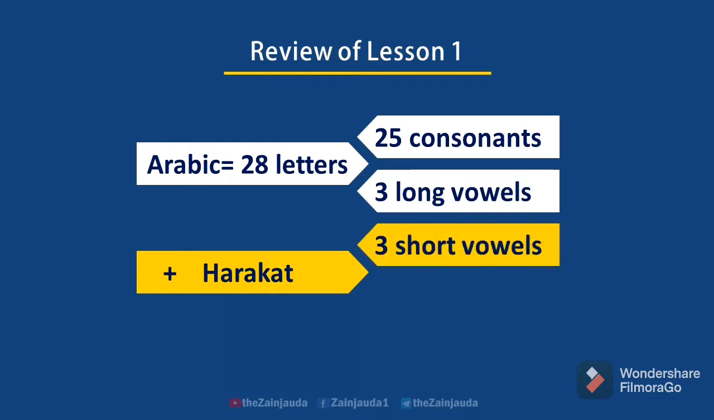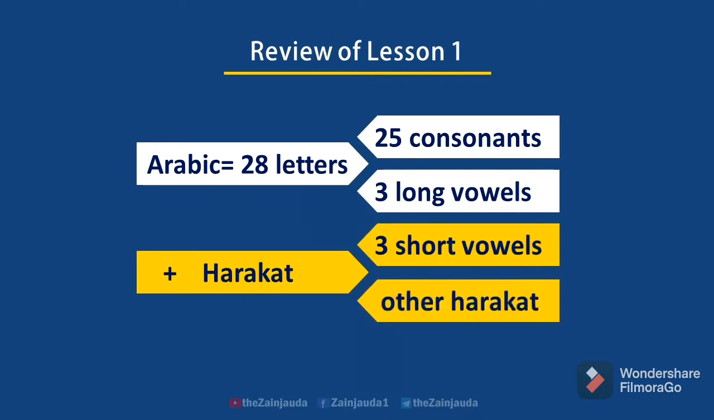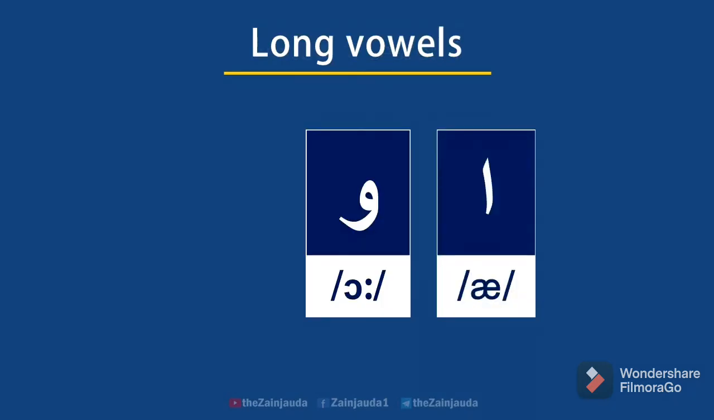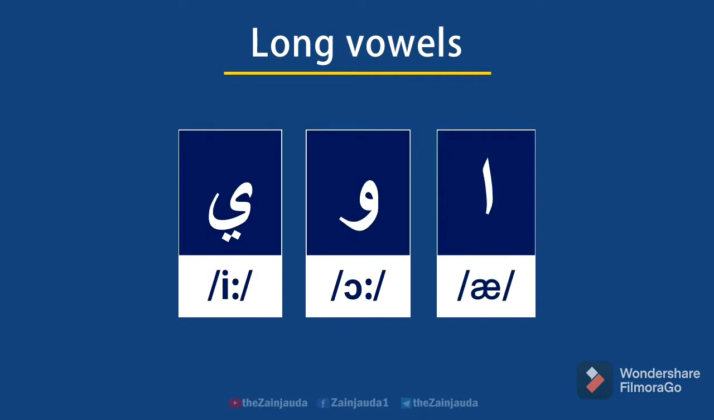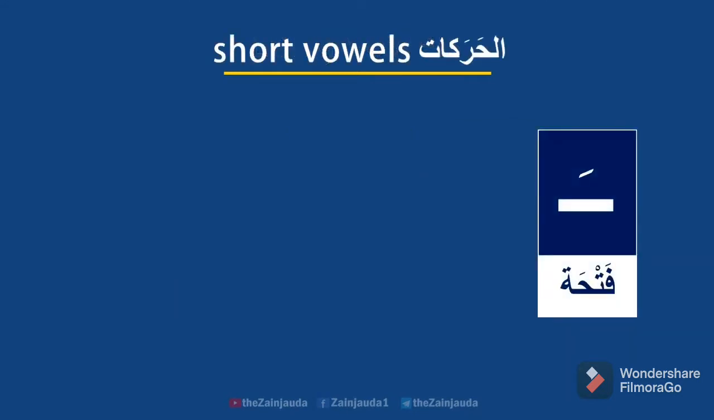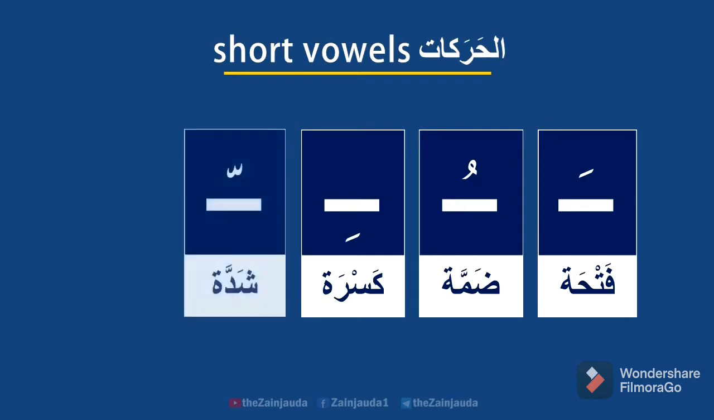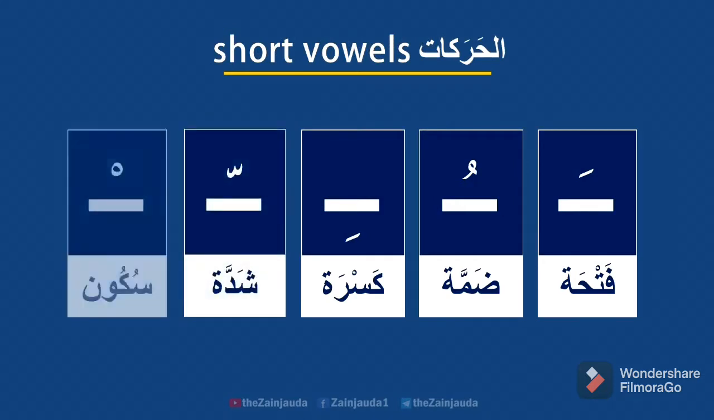We said that the most important harakat are the short vowels, and they are 3, and we had 2 more harakats. The long vowels that we covered are a, u, e. The letters are alif, waw, ya, but the sounds are a, u, e. The harakat that we covered: fatha, a; dhamma, u; kasra, e. And we said that shadda is stress or double letter, and the sukun is a silent letter, which means a letter without a haraka.